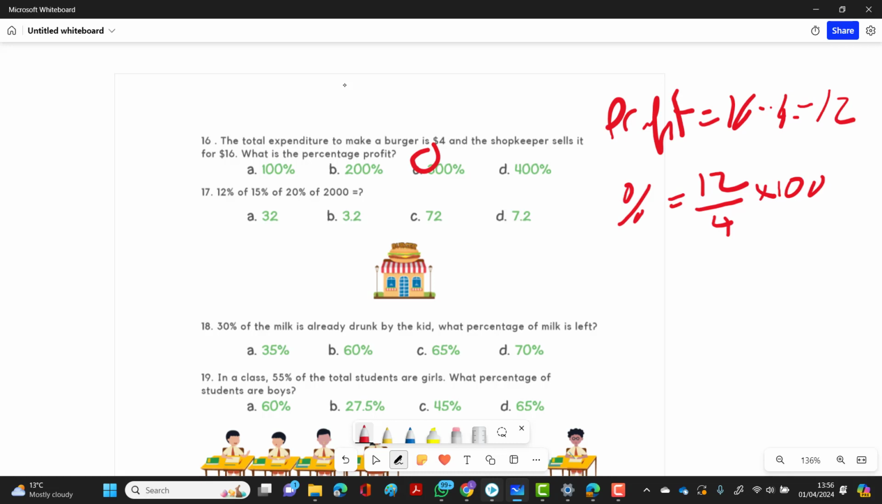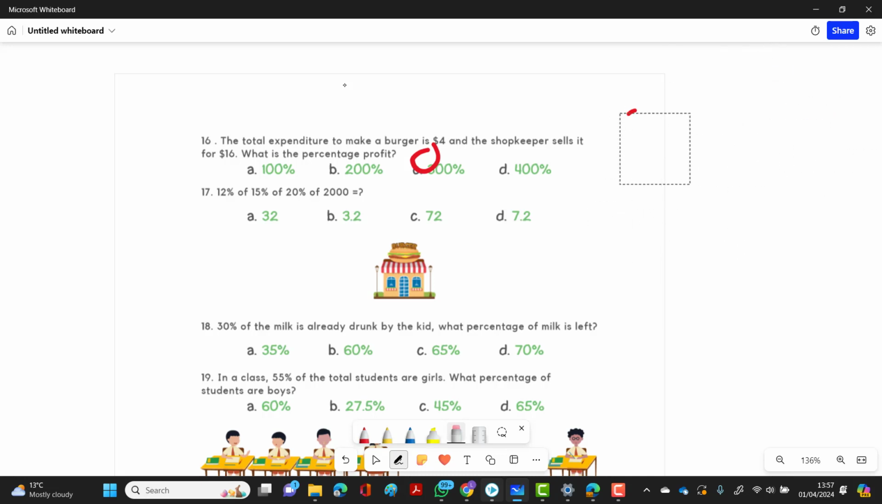12% off 15% off 20% of 2,000 equals what? So first of all, we've got to start with 20% of 2,000. So you do 20 over 100 times 2,000. Or we can do 10% and double it. So that equals 400.